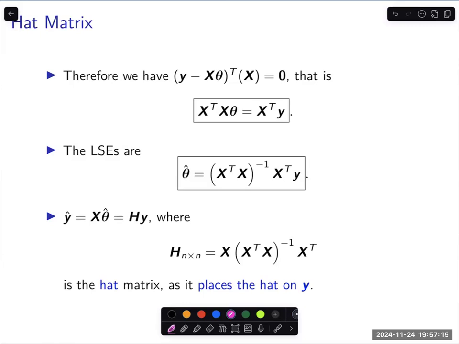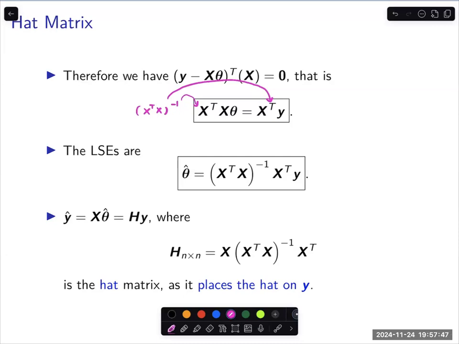So in particular, we have x transpose x times theta equal to x transpose y. In order to solve for theta, we multiply by x transpose x inverse on both sides, to the left of the matrix. And this gives us the solution for theta hat, which is just equal to x transpose x inverse times x transpose y.